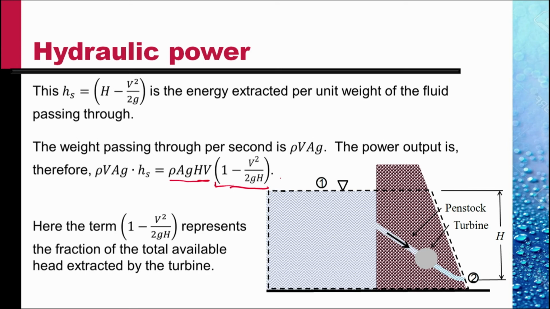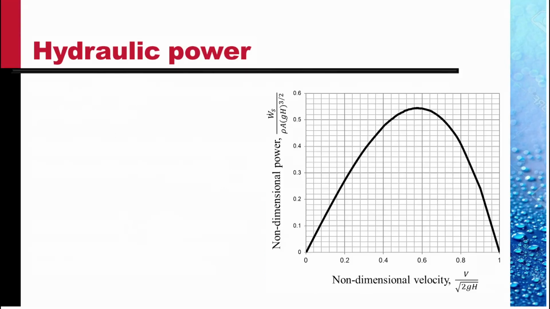Here the term 1 minus V square by twice gH represents the fraction of the total available head which is extracted by the turbine. We plot here the non-dimensional velocity V by under root twice gH against the non-dimensional power developed by the system. And we notice that there is a maximum power available.